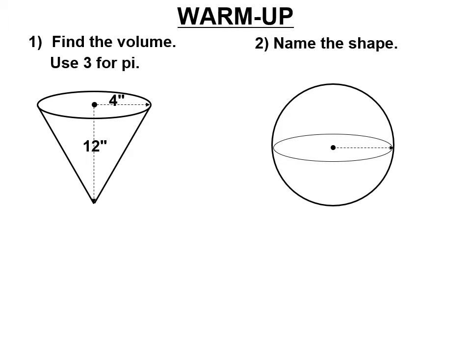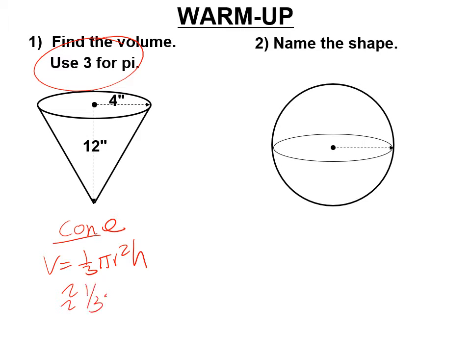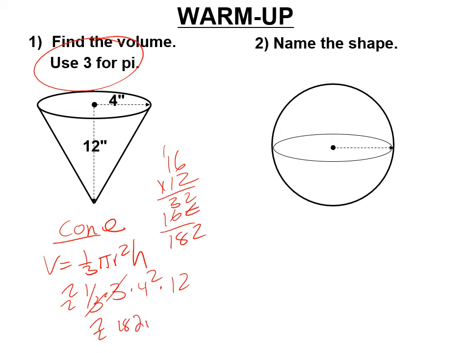So this is a cone. The volume of a cone is 1/3 pi r squared h. It says use 3 for pi, so we're going to approximate it. 1/3 times 3, the radius is 4 squared, times the height. The 3's cancel. 4 squared is 16, and all I have to do is 16 times 12. 2 times 6 is 12. This is 32. 1 times 16 is 16, and I'm getting approximately 182 cubic inches.